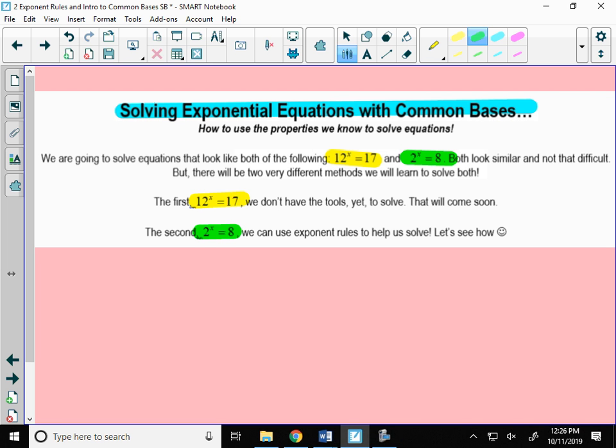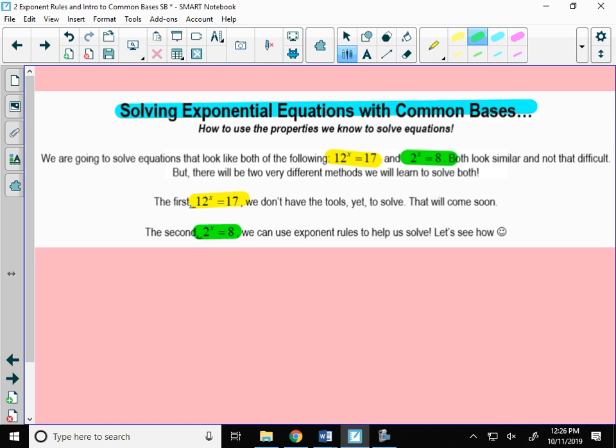They look kind of similar, right? Same setup. But here's the thing. We don't know yet how to solve either one of them. The bottom one, 2 to the x equals 8, you actually have every single tool needed to solve that equation. You just don't know how to put them together yet. So we're going to work on the bottom kind today. The top ones, we don't have any of the tools yet to be able to solve. You haven't learned enough to know that. So we're going to work on those in a couple weeks.